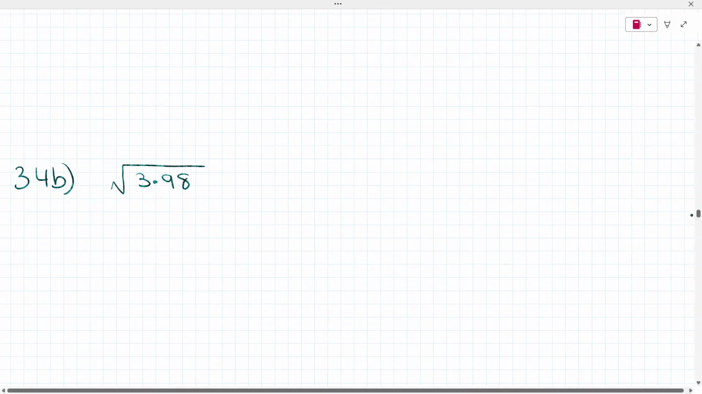So remember our function was f of x equals square root of x plus 3. And our point slope form was y minus 2 equals 1/4 times x minus 1.